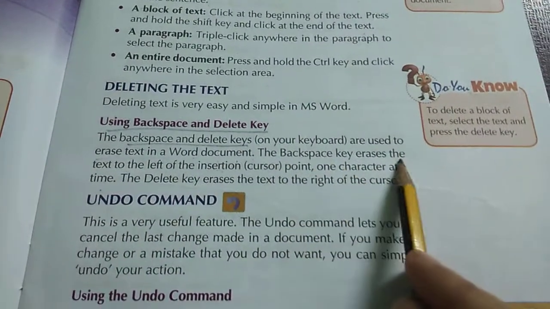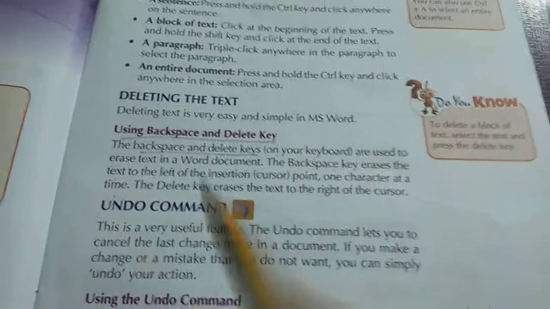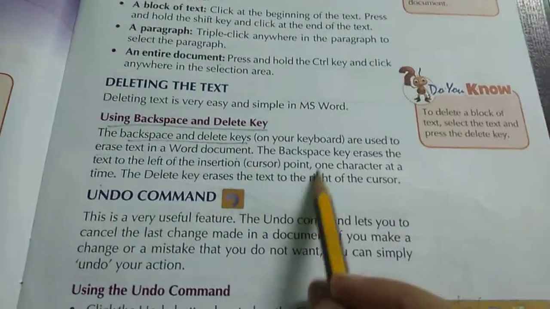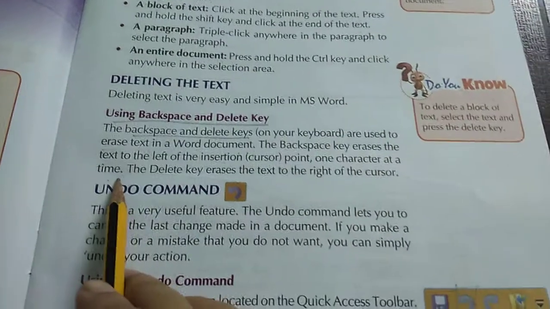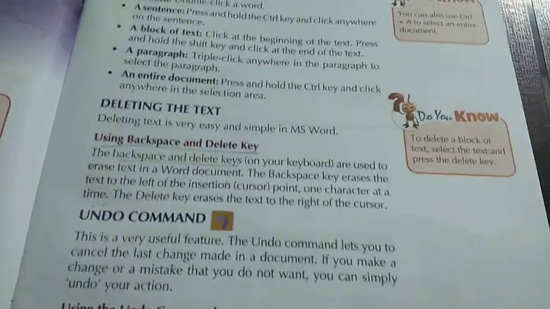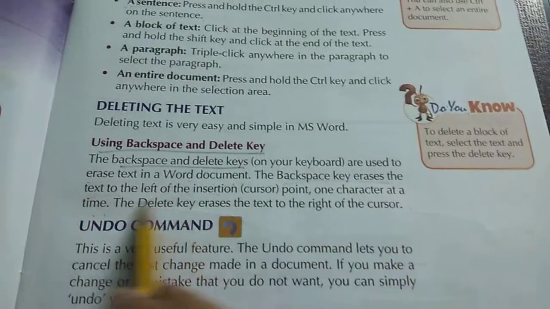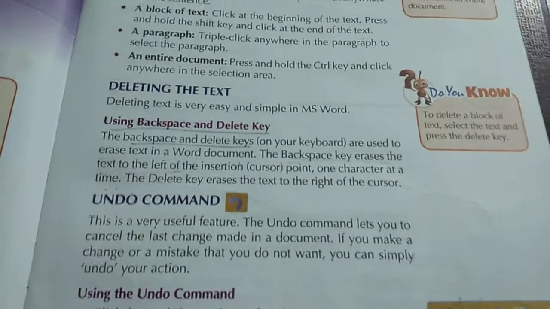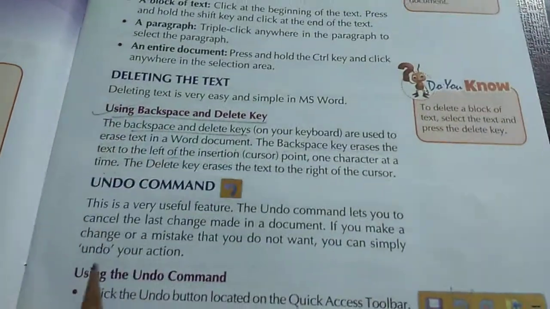The backspace key erases the text to the left of the insertion point, from the left side of the cursor, one character at a time, and the delete key erases the text from the right of the cursor. So, the backspace will erase from the left side and the delete key will erase the text from the right side of the cursor. Okay. So, backspace and delete key.